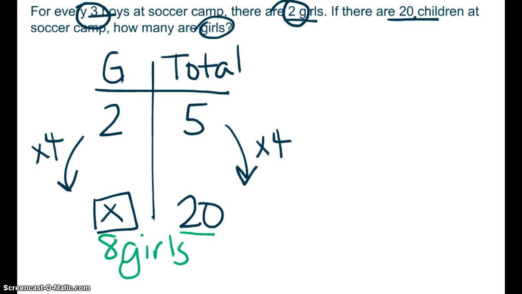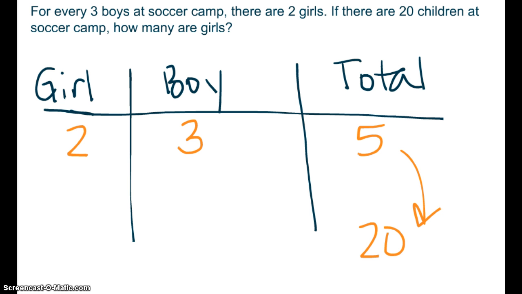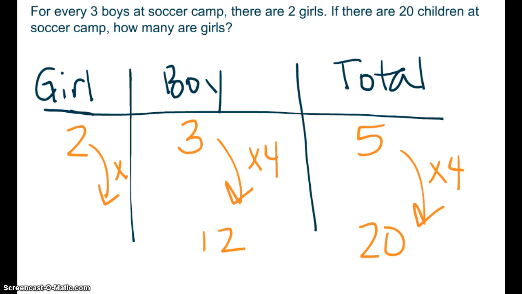Now, you may not have thought about it that way. Here's another way to look at it. You could actually set up a 3-column ratio table. We know that there are 3 boys for 2 girls, and that gives us a total of 5 children. And we're looking for 20 children, so that would be times 4 still, times 4 here. So that's 12 boys, and times 4 would be how many girls? 8 girls. There's lots of flexibility with ratio tables.